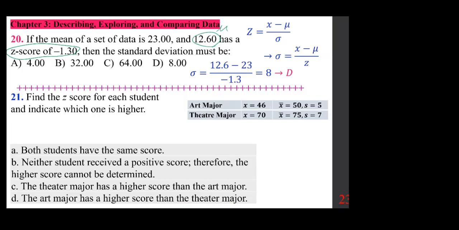We want to find the z-score to make a decision on which one is a better score or worse score. Let's take a look at it. We just follow the formula: z equals x minus mu over sigma, or x minus x bar over s. For the art measure, x is given, x bar is given, s is given. Calculate, do the math. We end up with negative 0.8. We're going to do exactly the same thing for the theater measure.